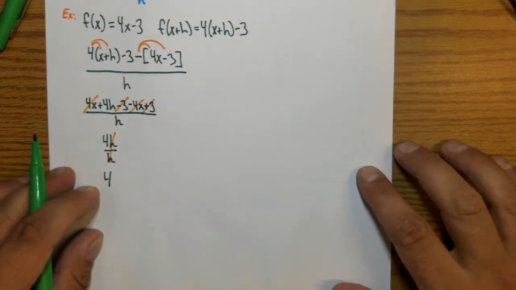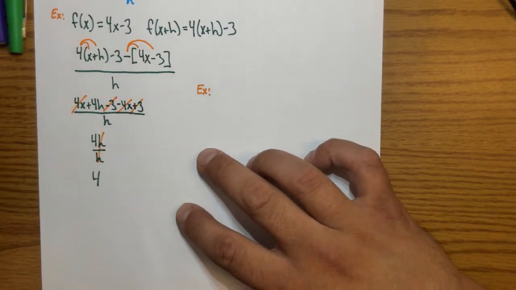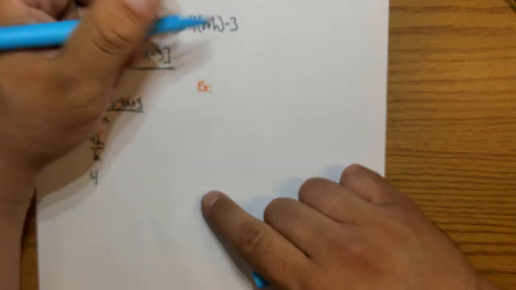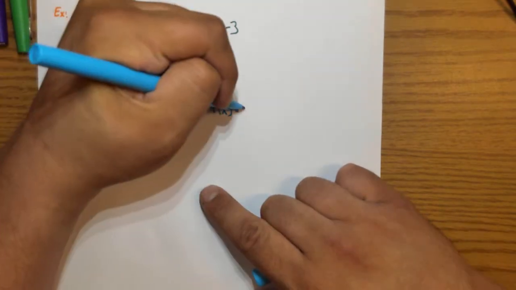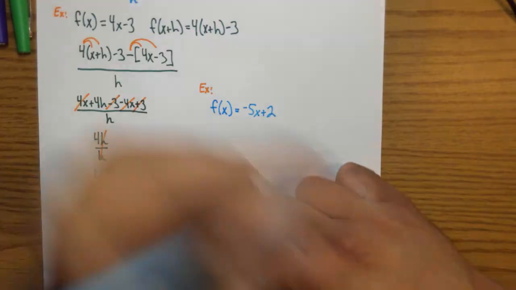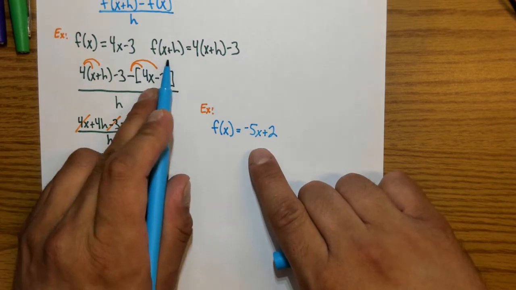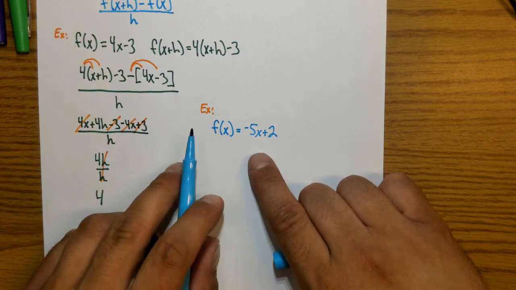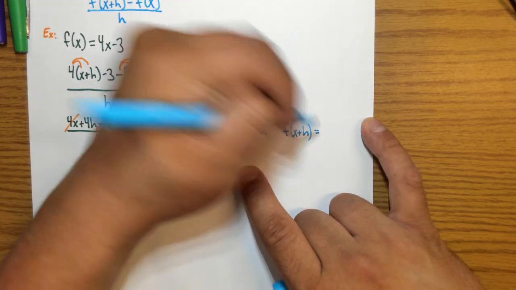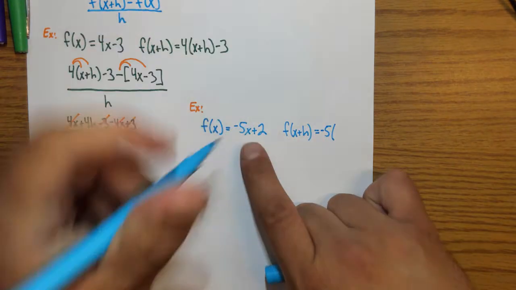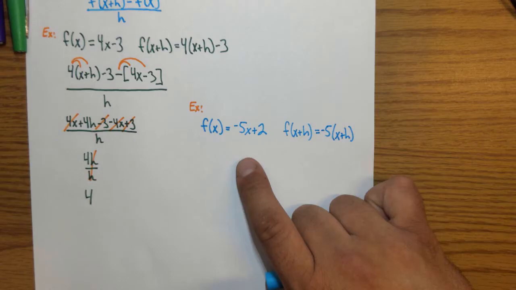Let's take a look at another example here, just to solidify what we're learning. All right, so now let's say that I have f of x is equal to negative 5x plus 2. All right. So I want to plug this into the difference quotient. Maybe it might be smart first, if you like, to find our f of x plus h. So let's go ahead and do that. F of x plus h is equal to negative 5. And then remember, every time I have an x, I'm going to put x plus h. Just like that. And plus 2.